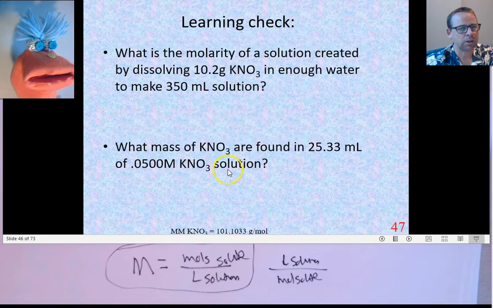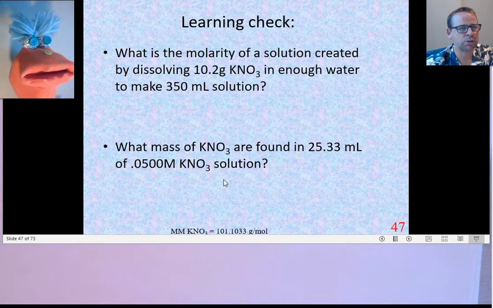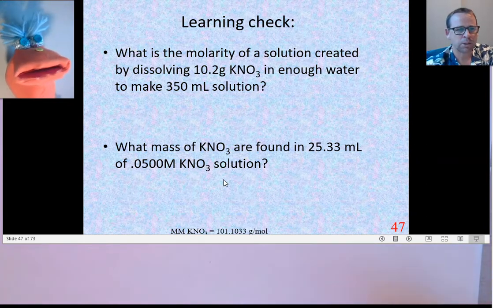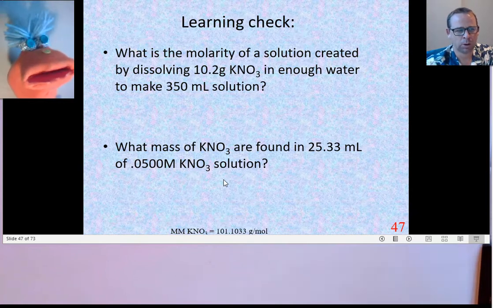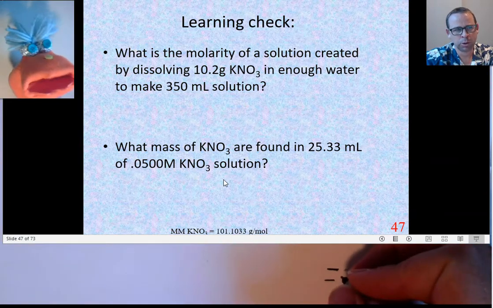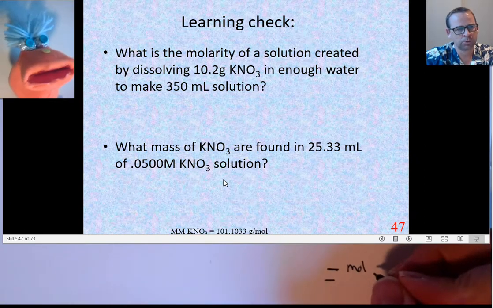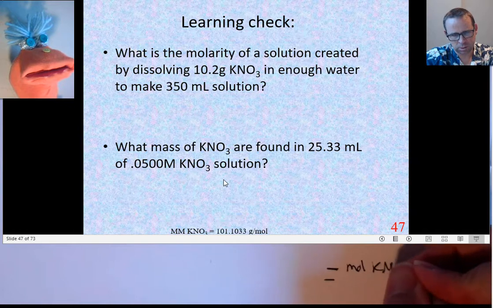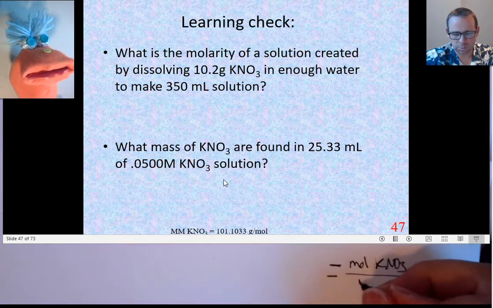Okay, very good. So let's do some practice problems using molarity as a conversion factor. What's the molarity of a solution created by dissolving 10.2 grams of KNO3 in enough water to make 350 milliliters of solution? All right, so what is it we're after to the right of our equal sign? Molarity. Now, what were our units for molarity? Moles per liter. So moles of what in this case? Moles of KNO3 for every liter of solution. That's what molarity means.